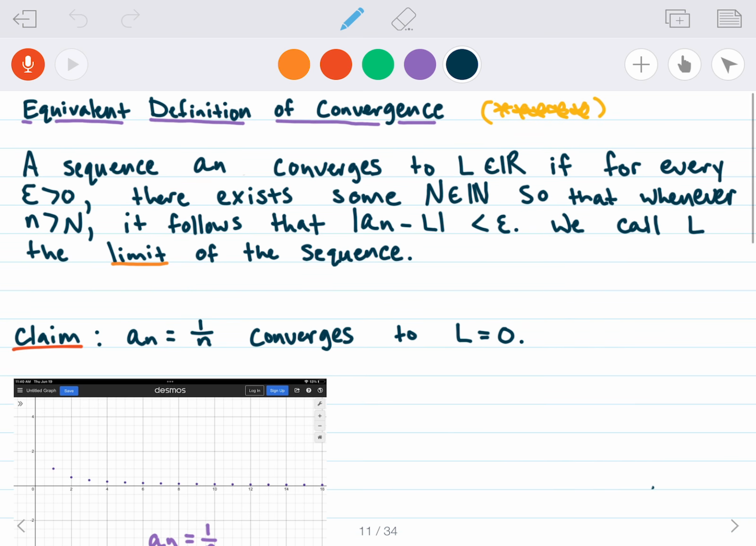So it says a sequence, a sub n, is going to converge to a limit L in the reals if for every positive epsilon there exists some natural number capital N, so that whenever little n is larger than capital N, it follows that the distance between your sequence and the limit is less than epsilon, okay? And we call L the limit of the sequence. So what does this mean in words? What does this mean intuitively?